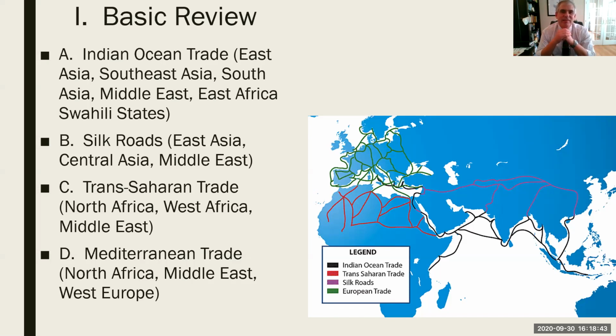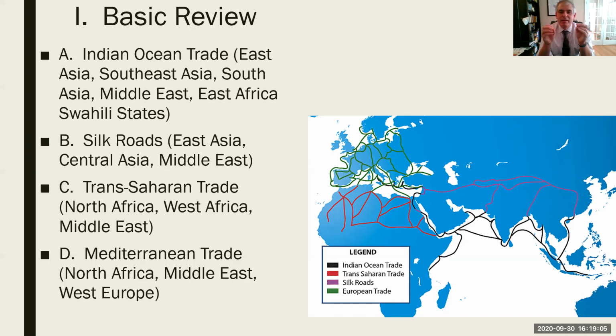And you can see the Trans-Saharan network outlined in red. And then our last one is the Mediterranean trade, which is outlined in green. And the Mediterranean trade is going to connect West Europe to North Africa and to the Middle East. These four trade networks are going to connect most of Eurasia together in a form of trade.